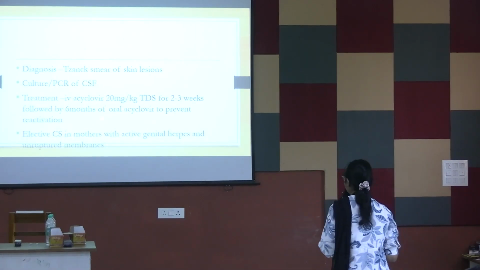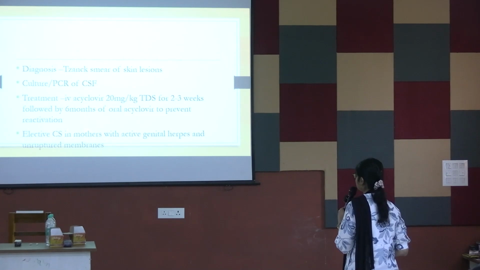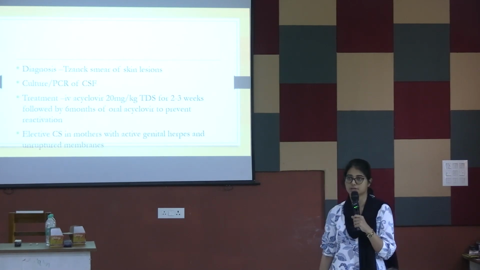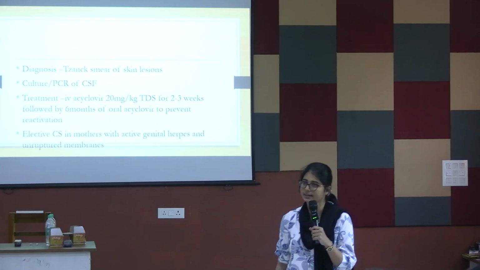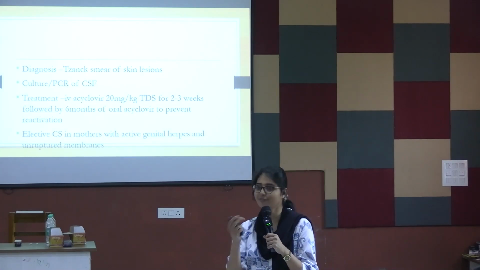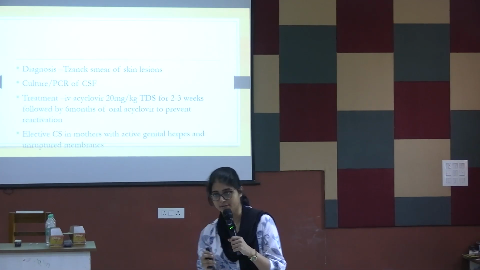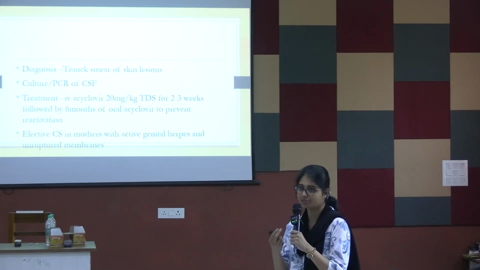Then what other thing can we do? Elective cesarean section in mothers with active genital herpes and unruptured membranes. With a cesarean section, the baby does not have to travel through the genital tract, so the infection will not occur. Therefore, careful examination is very important. This is mainly done by obstetricians.